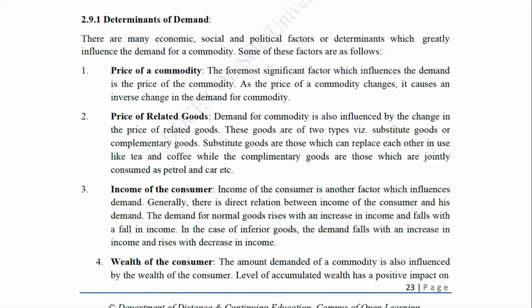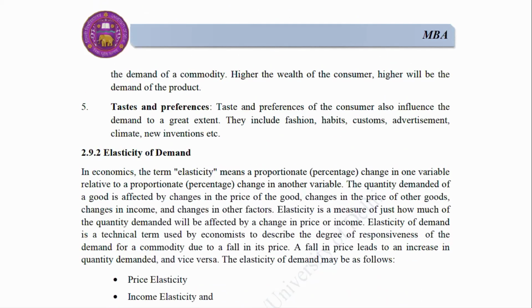Fourth, wealth of the consumer. The amount demanded of a commodity is also influenced by the wealth of the consumer. Level of accumulated wealth has a positive impact on the demand of a commodity. The higher the wealth of the consumer, the higher will be the demand of the product. Fifth, taste and preferences. Taste and preferences of the consumer also influence the demand to a great extent. They include fashion, habits, customs, advertisement, climate, new inventions, etc.